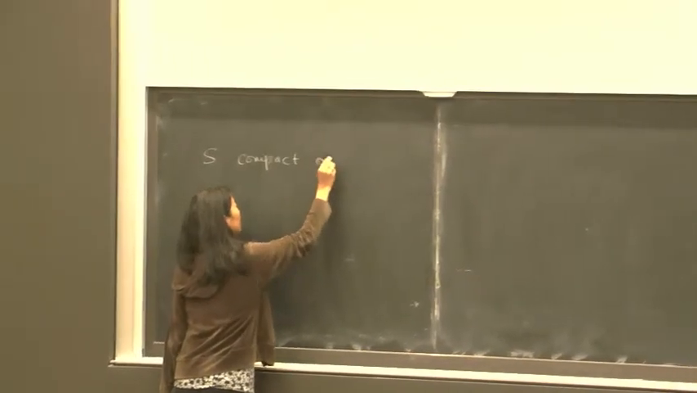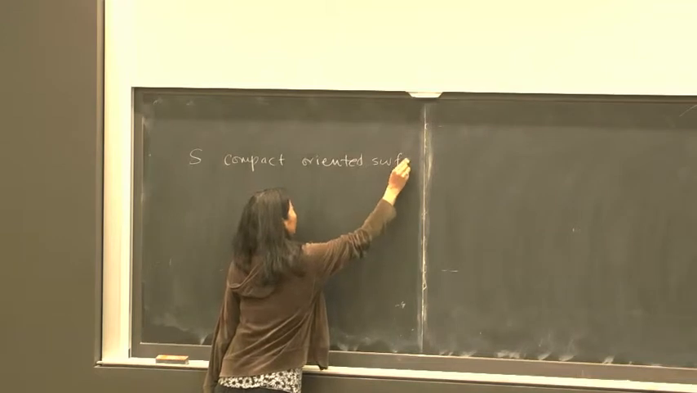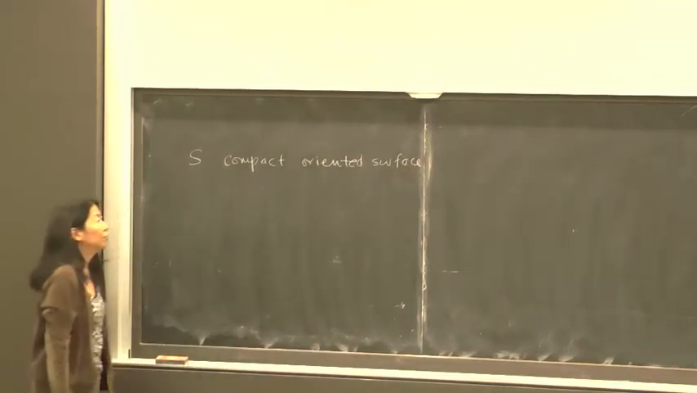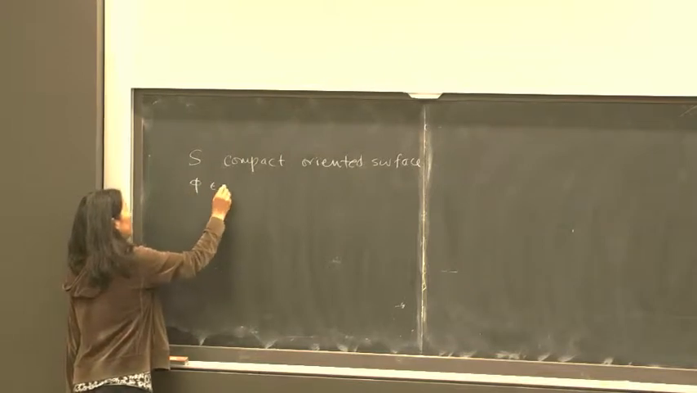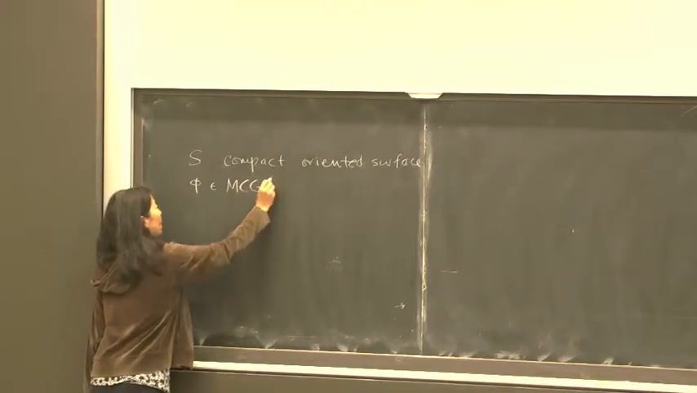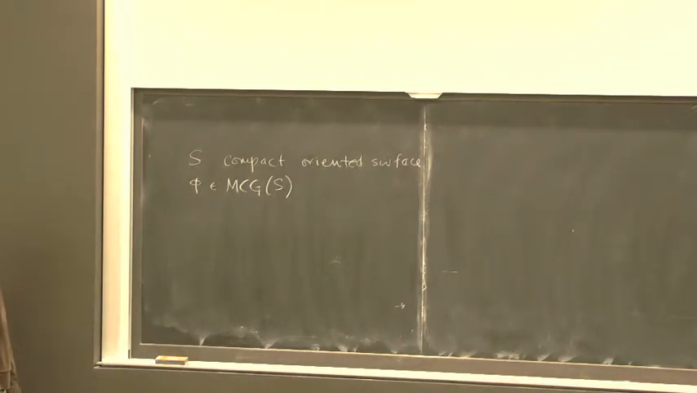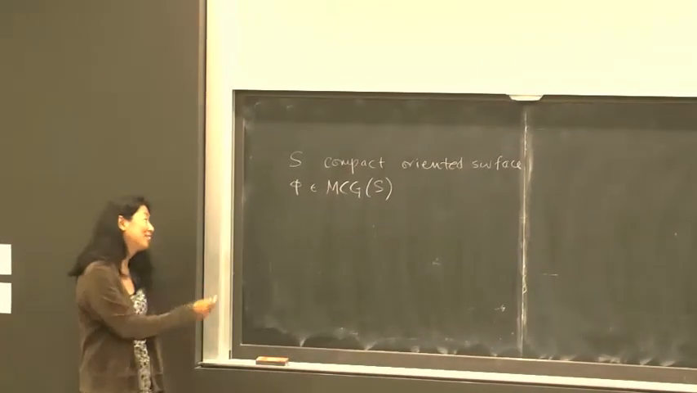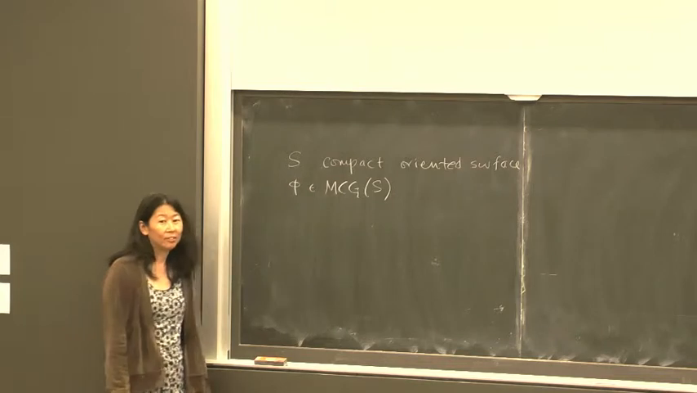oriented surface of finite type. So it could have boundary, and phi is going to be in the mapping class group, which is just homeomorphisms of S up to isotopy, well, boundary, I guess it has boundary. Or sometimes we think of surfaces with punctures, finite.